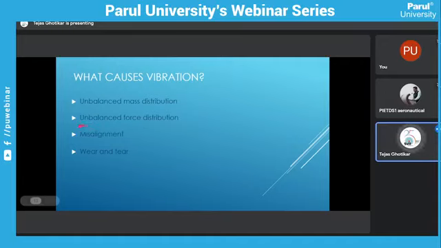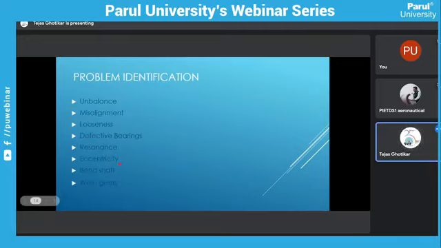Or misalignment, when shafts are not aligned properly. The axes are not in the same line, or they are at some different angle. One shaft is horizontal, and the other shaft has to be in the same direction, but if it is at some other angle, that is misalignment. Or wear and tear. These are a few of the causes behind vibration.